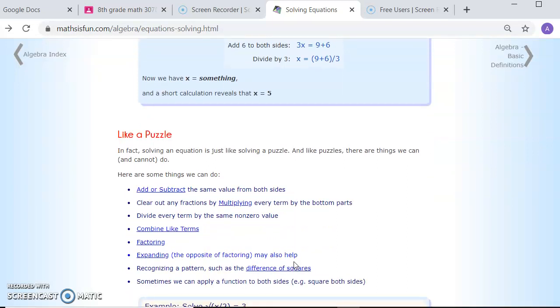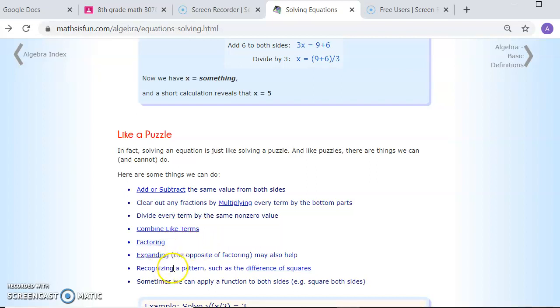So what are some of the things you do? Well, in fact, solving an equation is just like solving a puzzle, as I mentioned. And like a puzzle, there are things that we can do and cannot do. Here are some of the things that we can do. You want to add or subtract the same value from both sides. You want to clear out any fraction by multiplying every term by the denominator. You want to divide every term by the same non-zero value. You want to combine like terms. You want to do factoring.